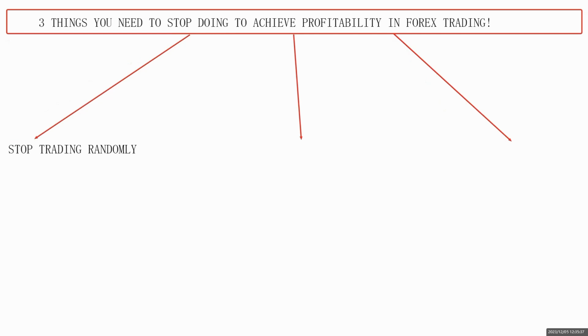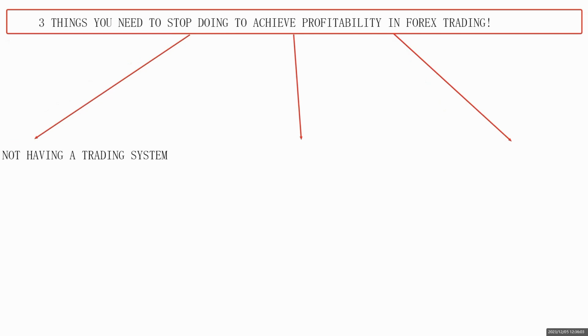And one of the most common things that Forex traders display in this is a lack of a trading system. So I might just erase this and write: not having a trading system. You need to stop this.